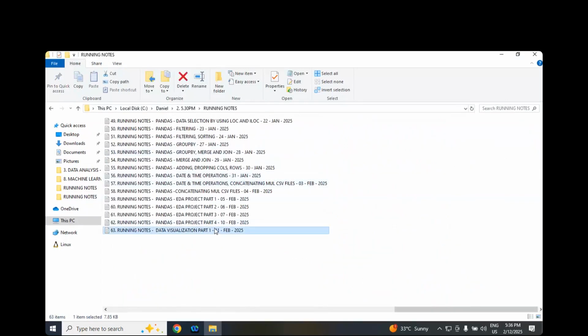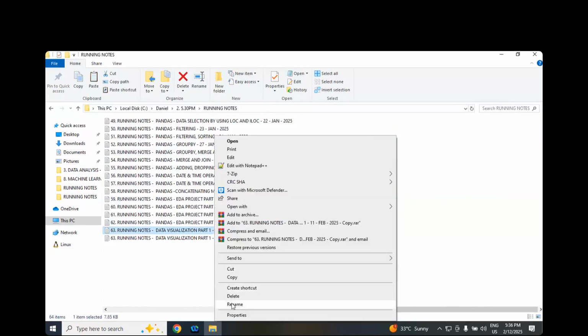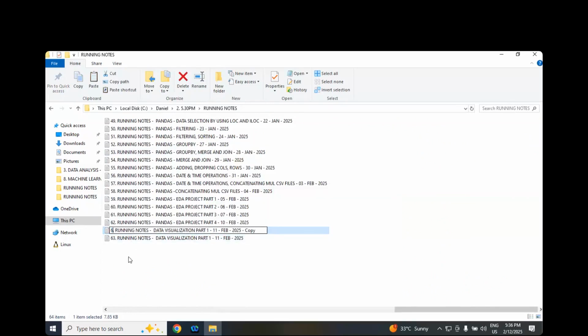Did you try data visualization? If you didn't try it, you have to try, sir. Why? Because you should not miss it. Part 1, and maybe we are entering into part 2 also, we'll see.